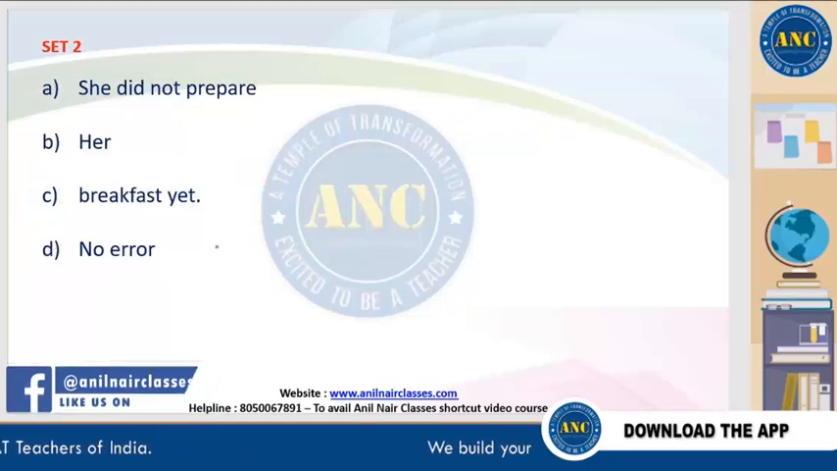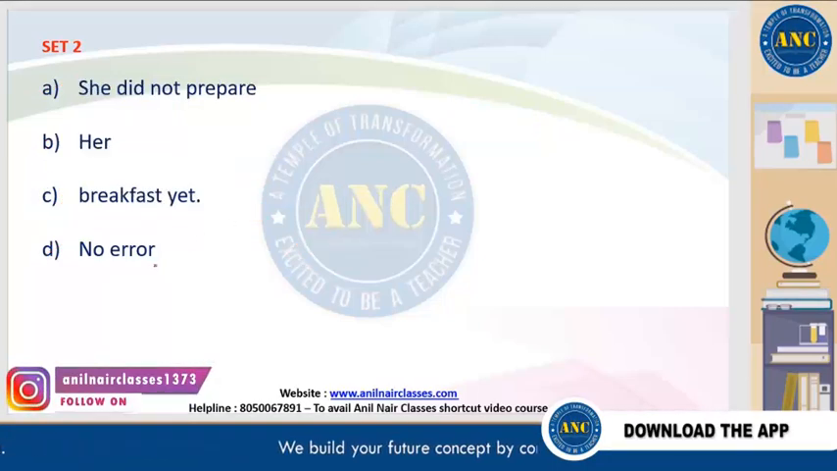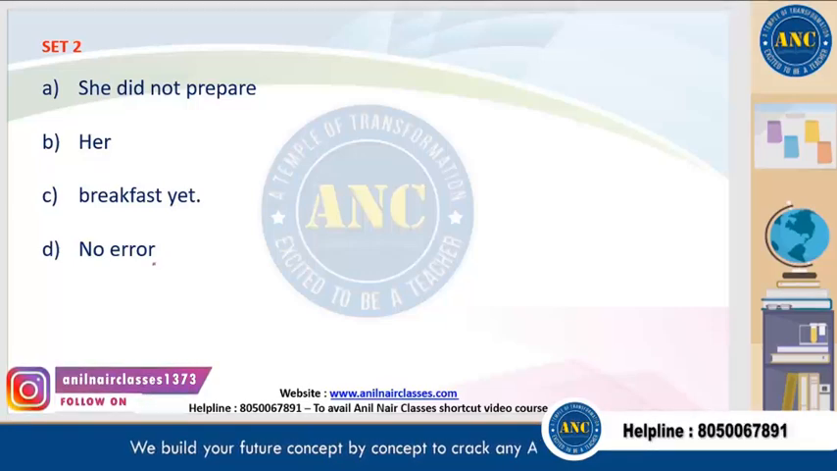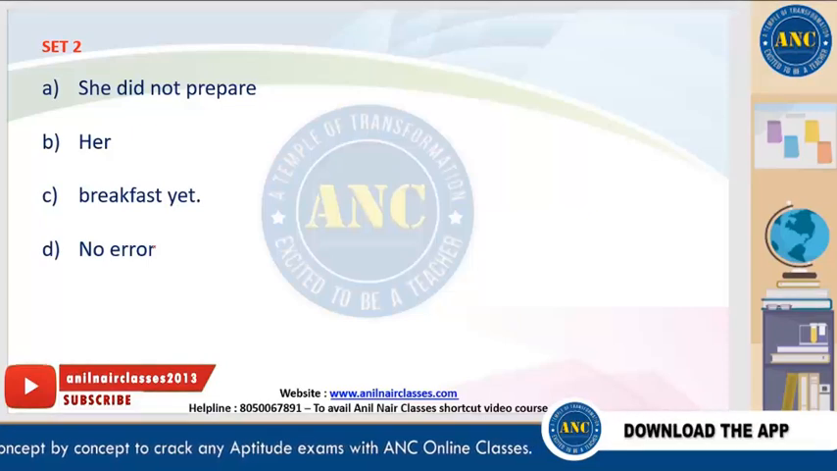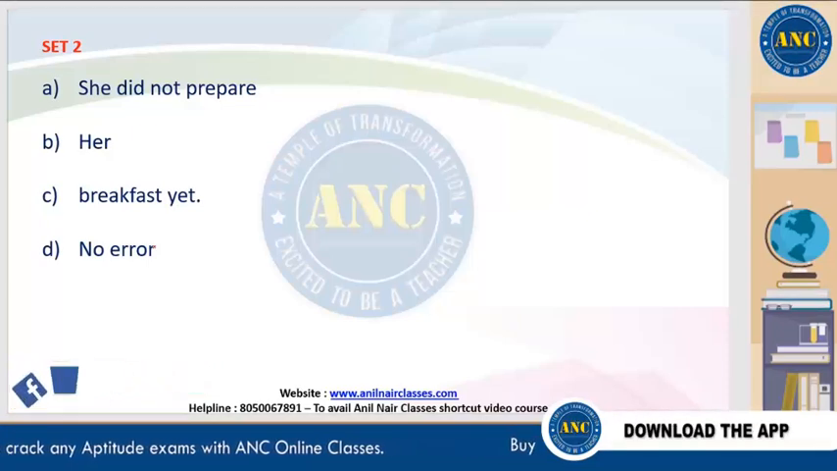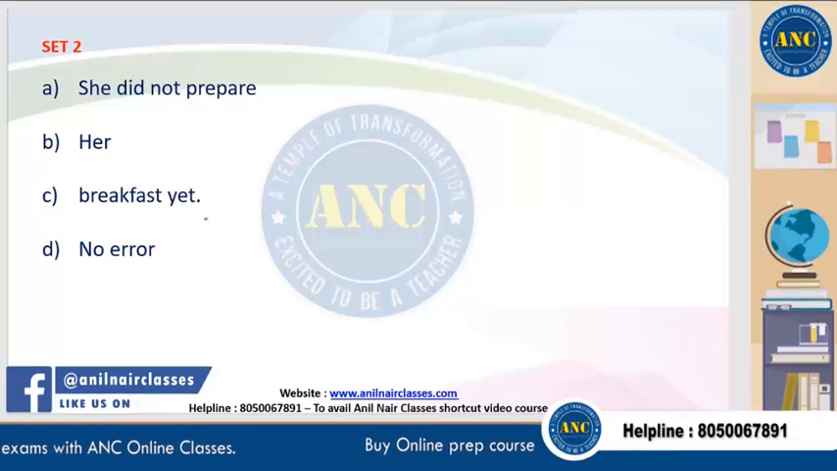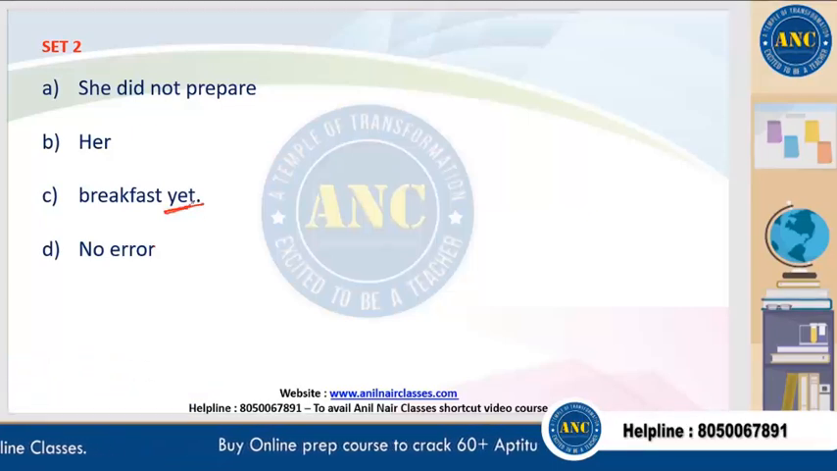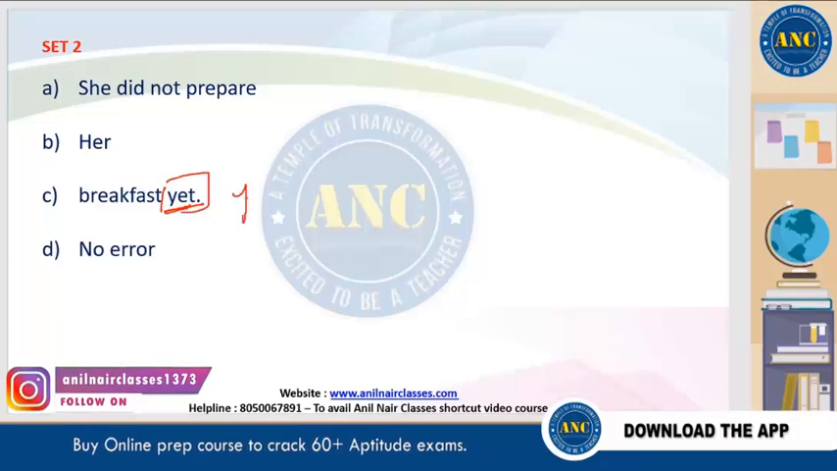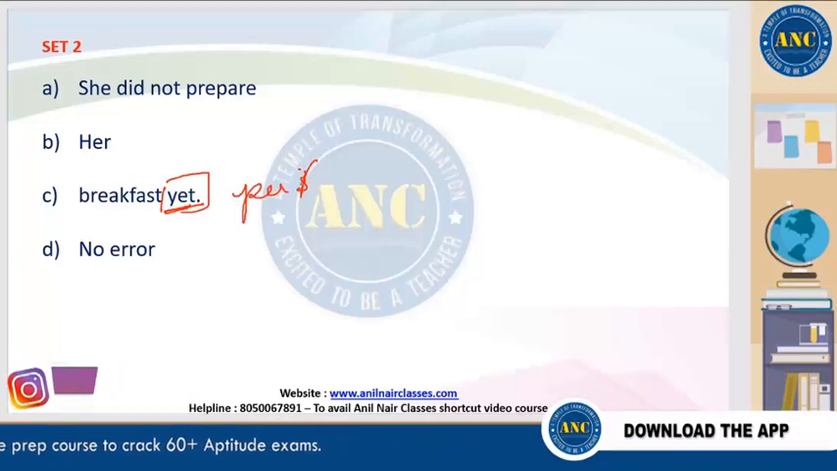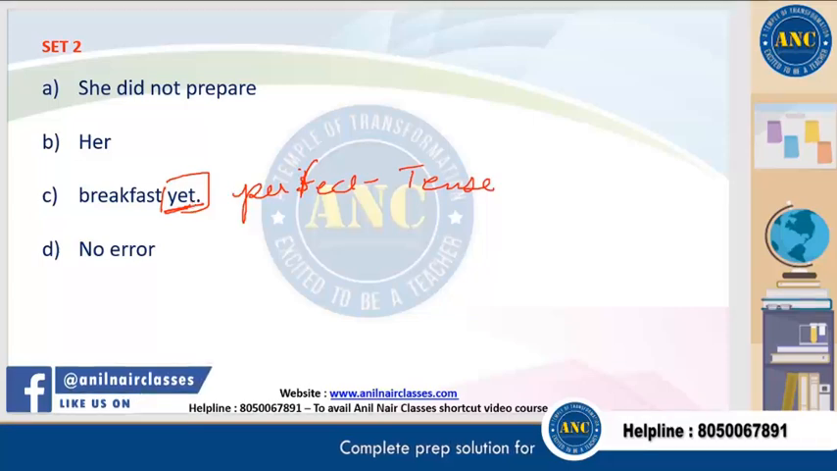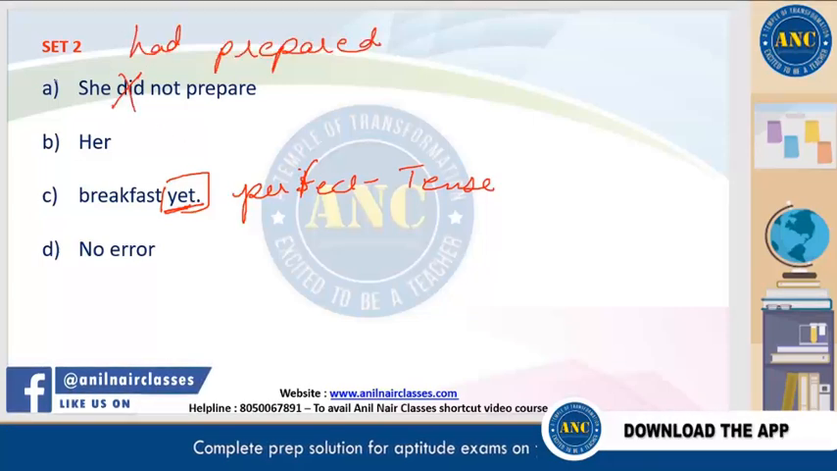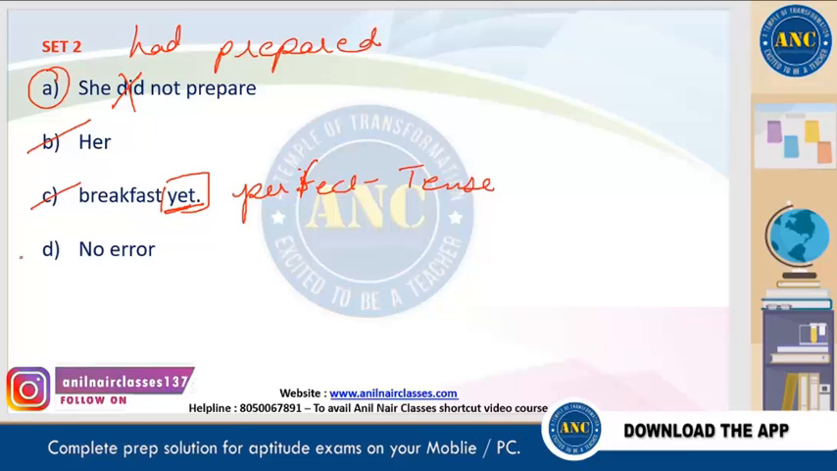Next one. She did not prepare her breakfast yet. With "yet", the perfect tense is used. Always remember, with "yet", the perfect tense only will be used. Always. Right? So it should be what? She had not prepared. So A is the right answer. Get rid of B, C and D.